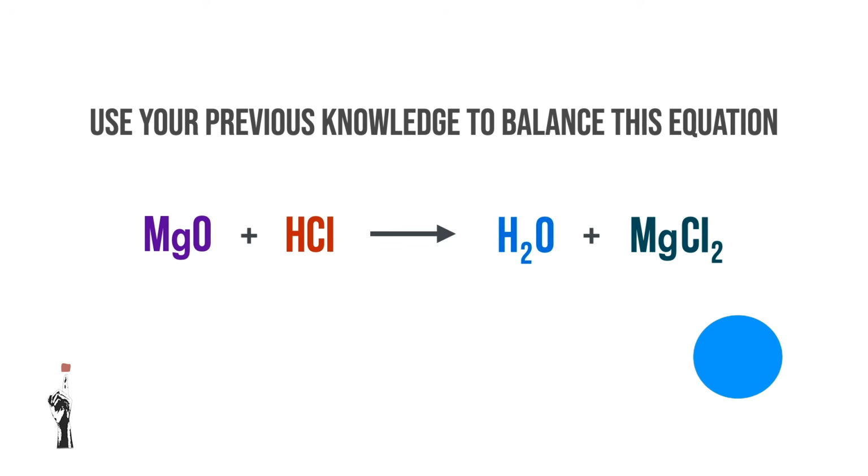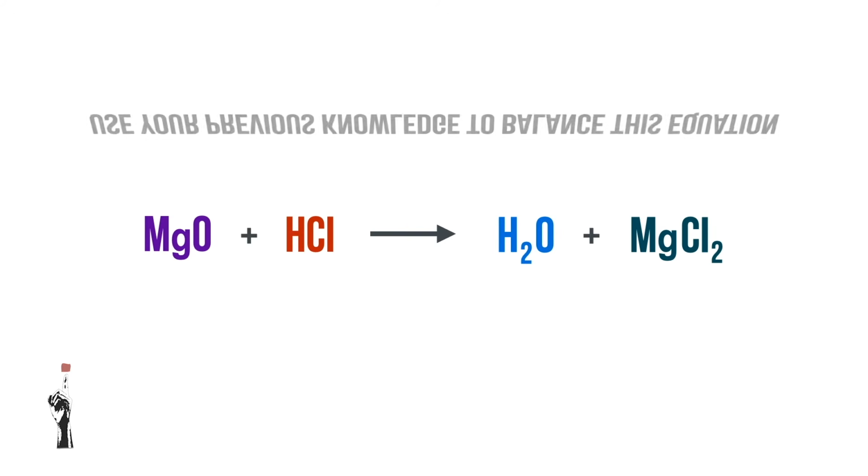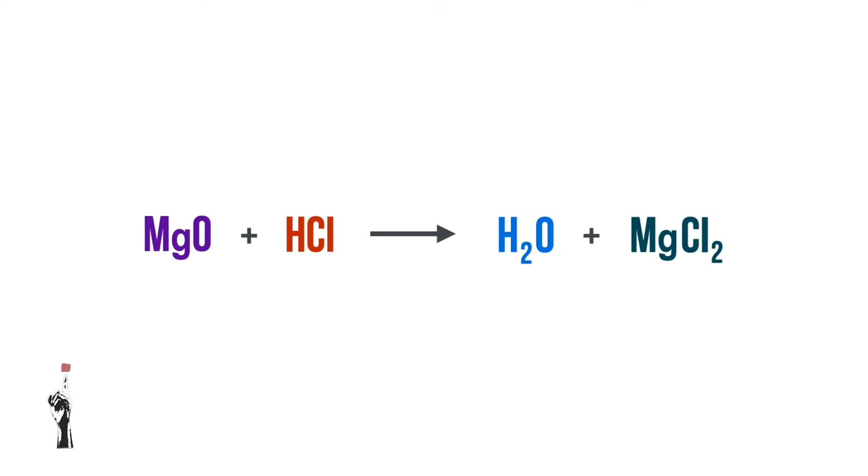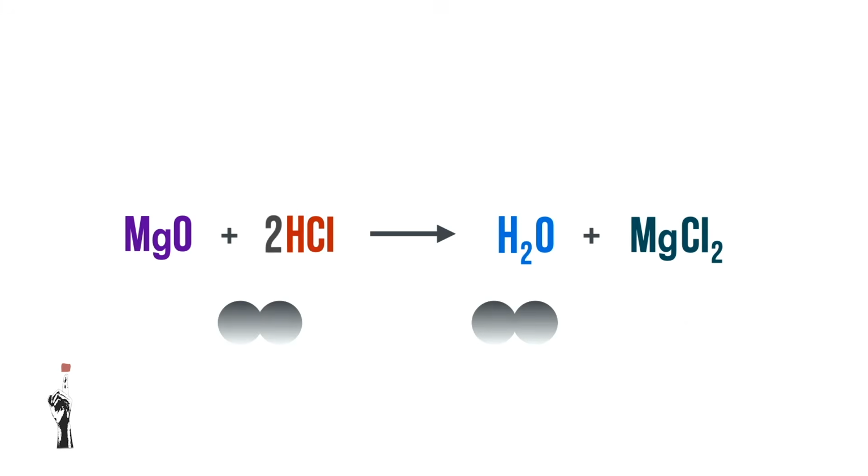If you added a 2 in front of the hydrochloric acid on your left-hand side, you are 100% correct. Now there are equal amounts of hydrogen and chlorine atoms on both sides.